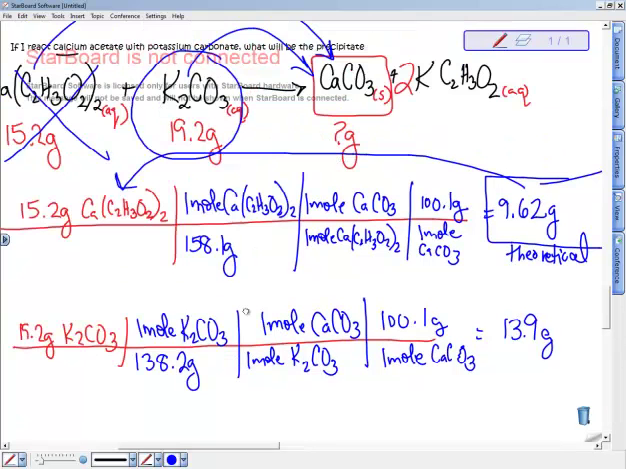We know that we produced 9.62 grams of this precipitate. We know that the calcium acetate is completely gone. But the question is, if we made this much precipitate, how much of the potassium carbonate did we actually use? Because we didn't use all of it, but we did use some of it. So to answer that question, you need to set up a third problem, starting with the 9.62 grams of precipitate.